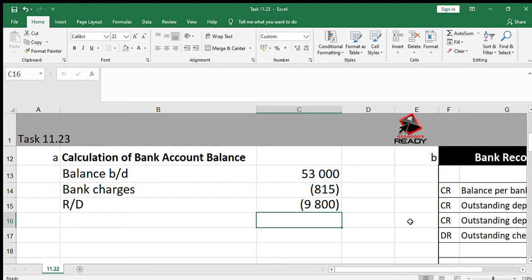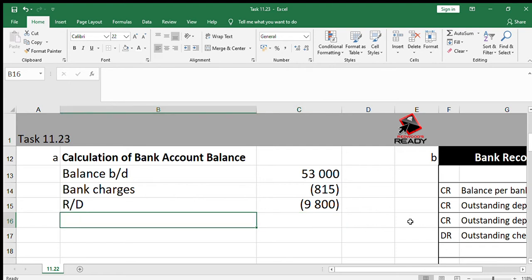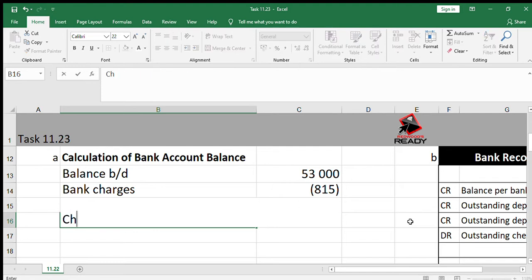Okay, then number 5, check number 543 dated 5th March 20.9, still not reflected on the bank statement. Okay, so check number 543 dated 5th March. We are now in the month of September. Okay, so if you count the number of months from March to September, it is 6 months or older, so the check must be cancelled. Okay, so we're going to cancel this check.